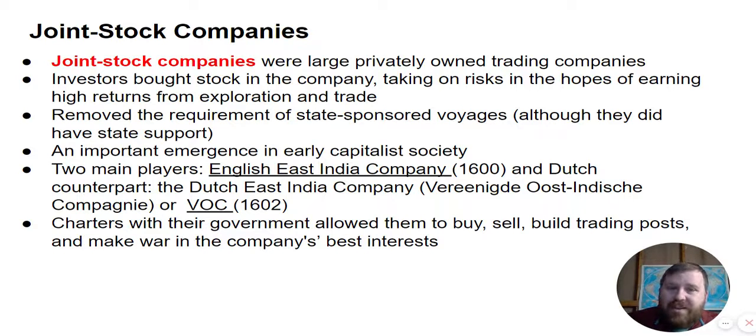Joint stock companies were large privately owned trading companies. So these are not government entities. They're not even extensions of the government. They're privately owned trading companies that have a contract with the government to do trade. Investors bought stock in the company. They took on risks in the hopes of earning high returns from exploration and trade. So they're investing in these companies to try to get high returns from the trade that they'll be doing. And it removed the requirement of state-sponsored voyages, although they did have state support. Beforehand in Portugal, Spain, all this, they have state-sponsored voyages.